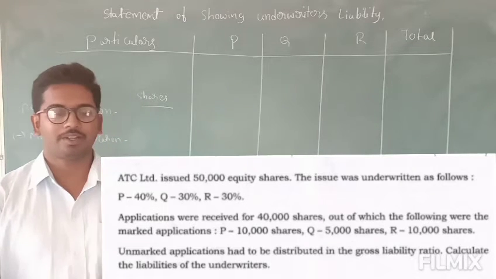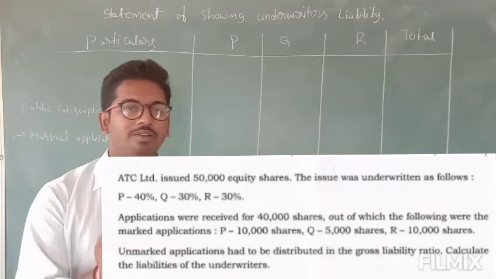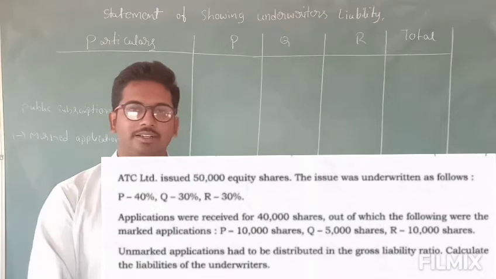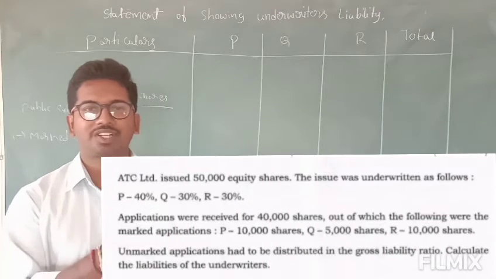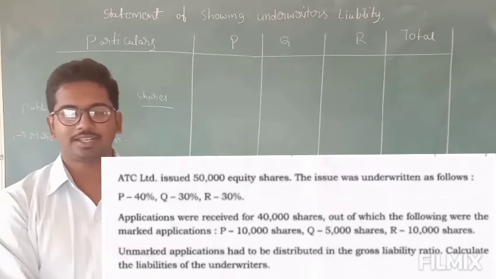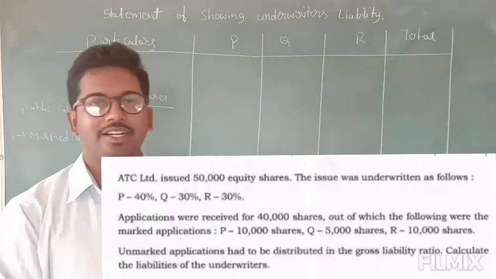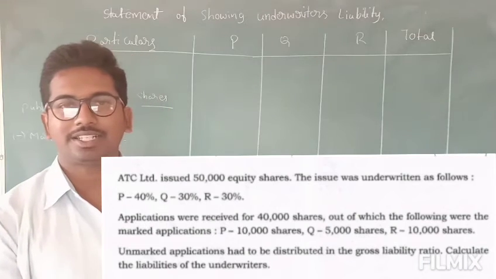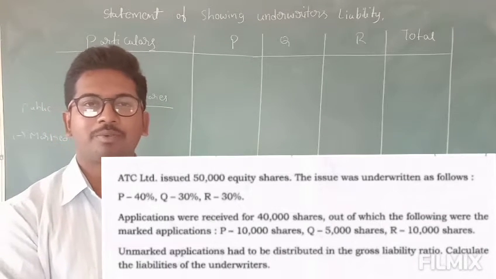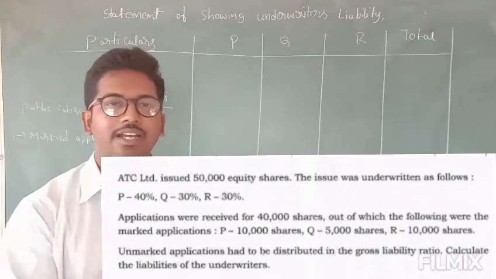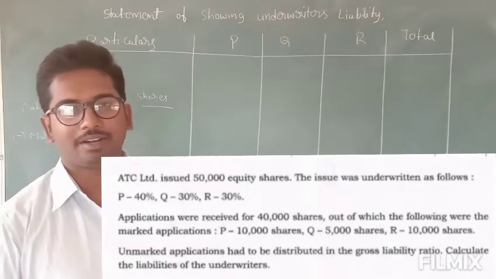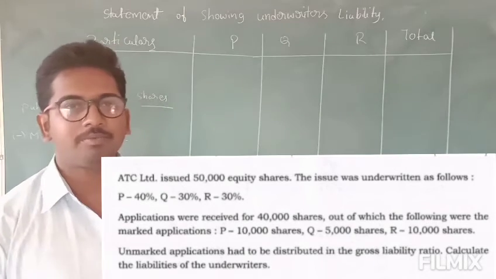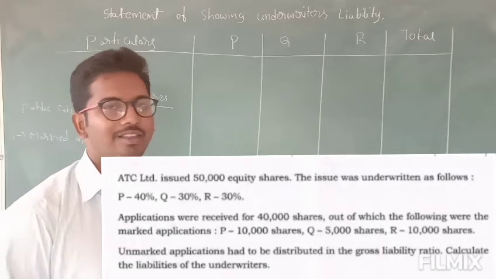It's a complete underwriting. So do remember one note: if it is a complete underwriting, the unmarked shares are distributed to all the underwriters. If it is a partial underwriting, as in the last class, whatever unmarked applications are left will be deducted only from the company column. If it is a complete underwriting, no problem. You can deduct from all the underwriters.